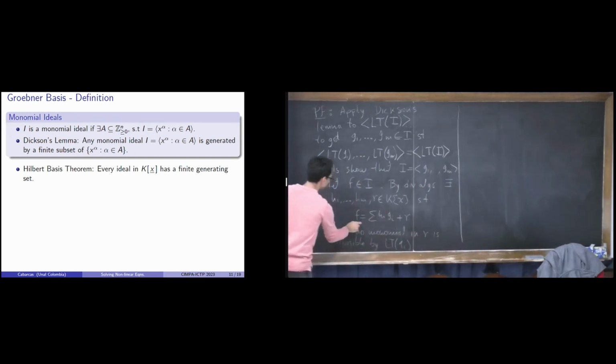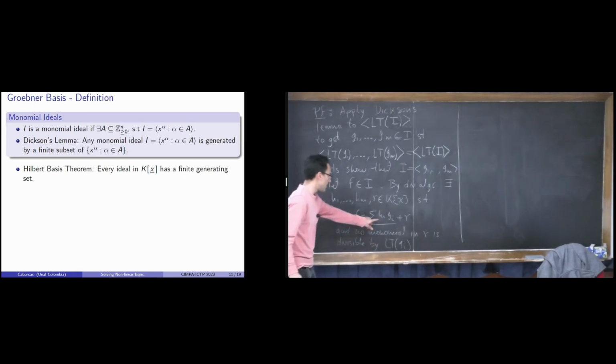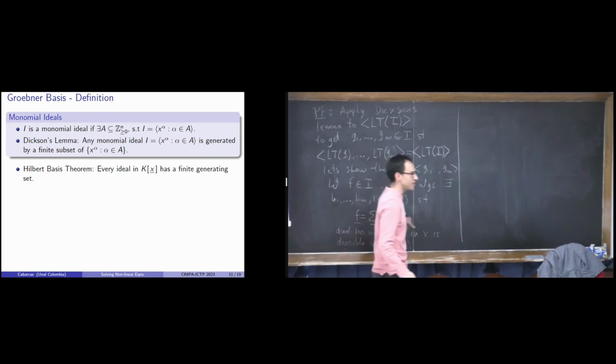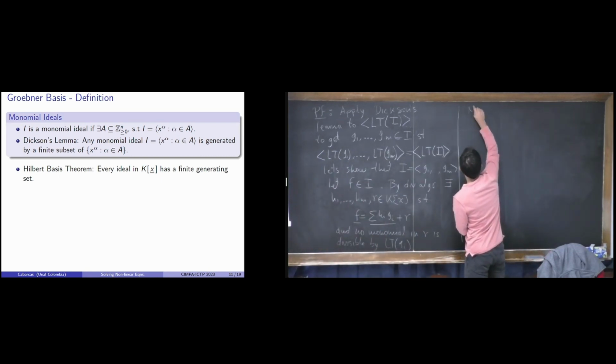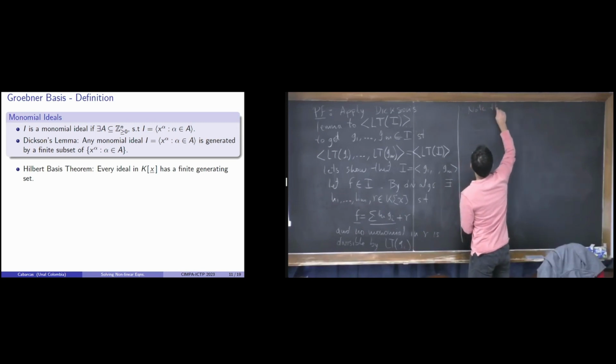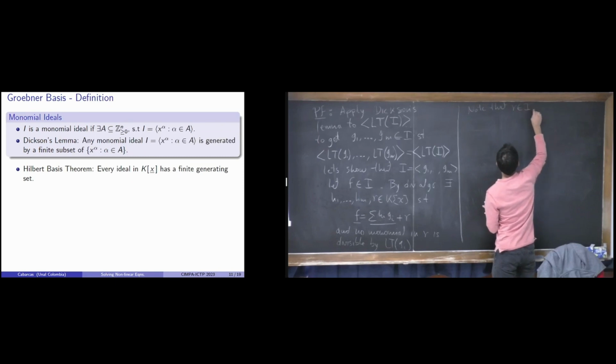But then f is in the ideal, and this sum is also in the ideal. It's a product of polynomials multiplied by the GIs, and the GIs are in the ideal. So R is in the ideal.